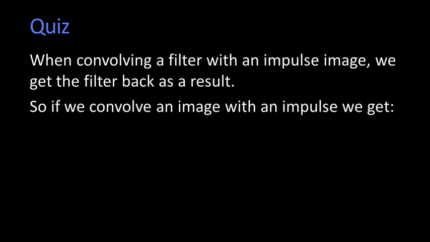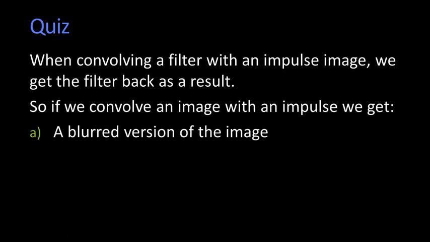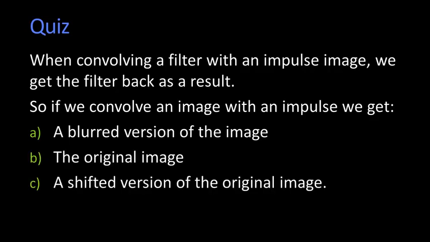All right, well then how about the following? If we convolve an image with an impulse, what would we get? Well, A, a blurred version of the image. B, the original image. C, a shifted version of the original image. And D, you have no idea. So you don't get any credit for D. Even if D is true, you have no idea, you get no credit for D. All right? The answer, actually, is the original image.